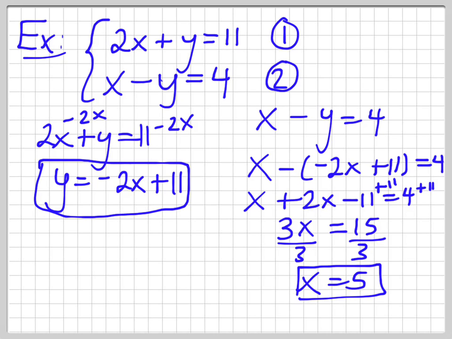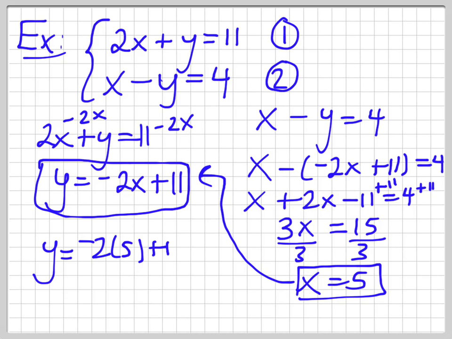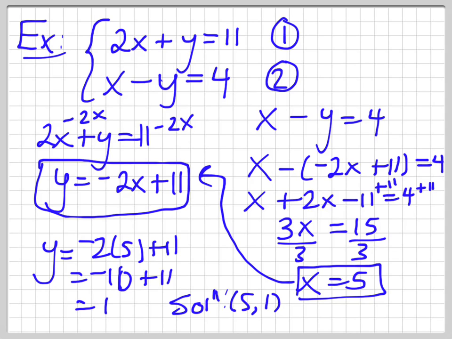So now I can take that x equals 5 and sub directly back into the equation I solved for y equals. So I'll have y is equal to negative 2 times 5 plus 11. So that's negative 10 plus 11, which is 1. So there's my solution, 5 and 1. So make sure you write that again, show your teacher that you know what you're doing.